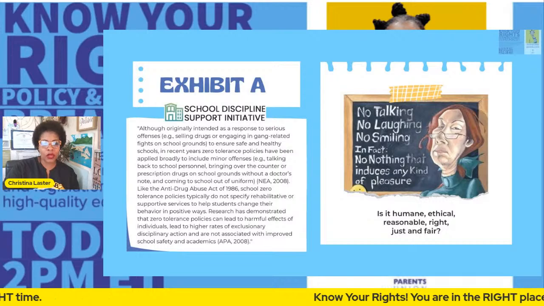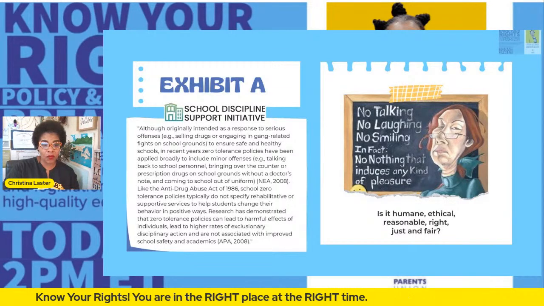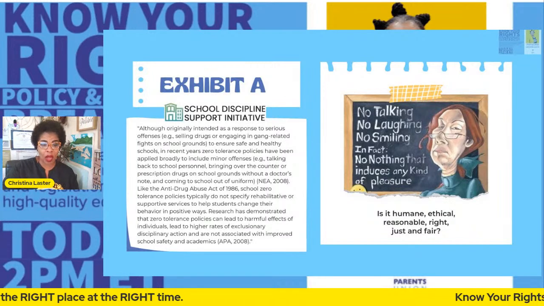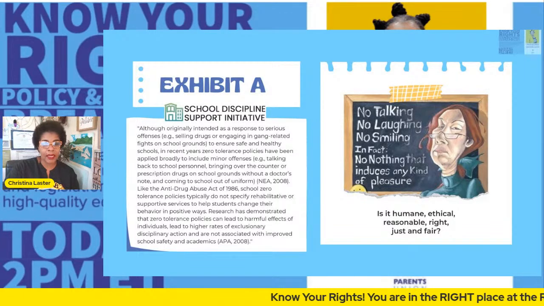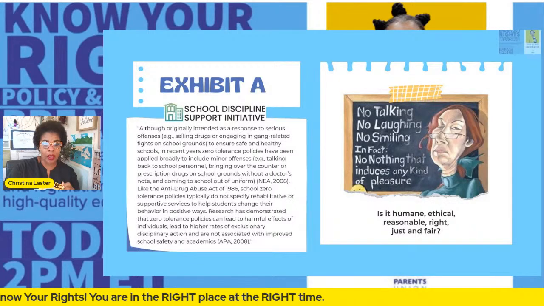Okay, so we're going to be turning over to Exhibit A, evidence of whether zero tolerance practices actually are effective and work or not. And we're going to be looking at the School Discipline Support Initiative. Okay, so here's a quote that I took out of that before I go to that actual screen.